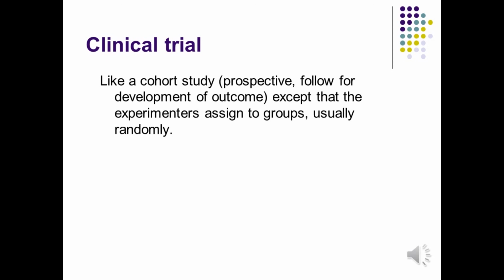There are clinical trials. These are the strongest level of evidence. They're like a cohort study, that is, they're prospective. You follow people with a risk factor forward in time to see if they have the outcome. The key difference is that the experimenters assign these folks to groups, and it's usually done in a random fashion.